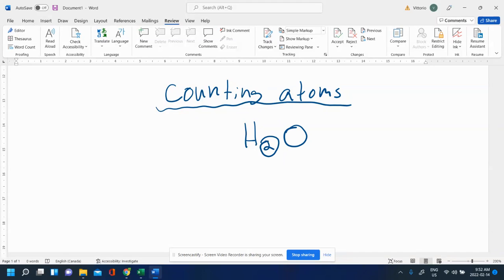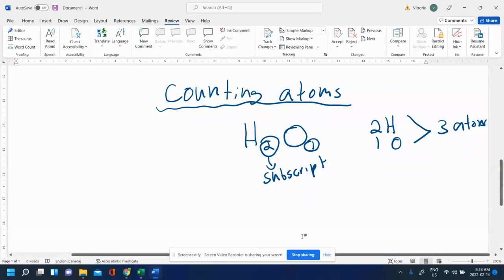H2O. This small number over here is called a subscript. What that does is it tells you how many of that element there is in that substance that you're dealing with. So right now in water, I know there's two H's, two hydrogens. And since there's no number next to the oxygen there, that's an implied 1, so 1 O. And that's a total of 3 atoms in H2O.